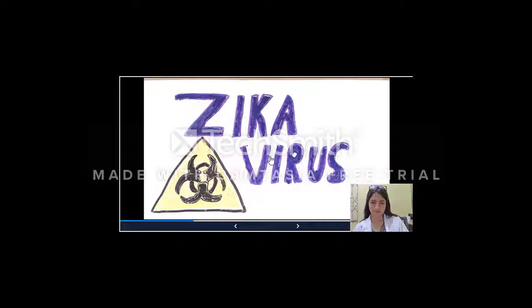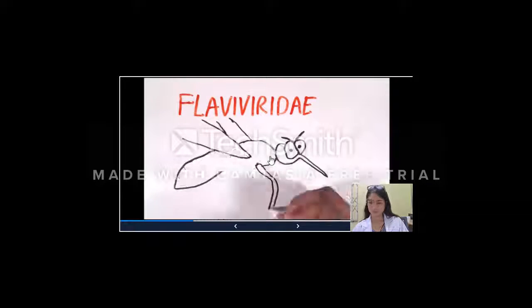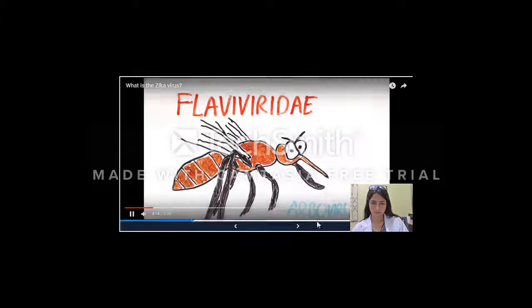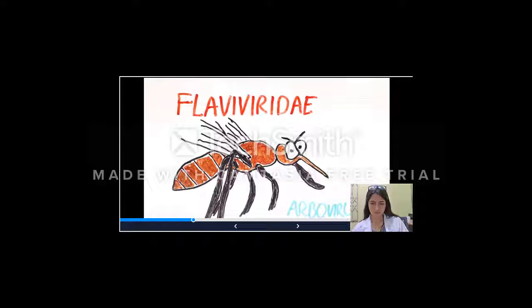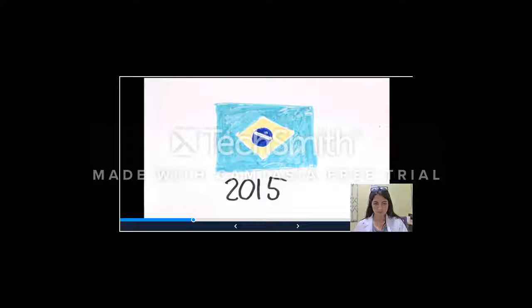So what is the Zika virus? Zika is part of the Flaviviridae virus family and is transmitted through mosquito bites, specifically the Aedes mosquito, making it an arbovirus. It is similar to viruses like the West Nile virus, first found on Yap Island. In early 2015, major outbreaks began in Brazil.